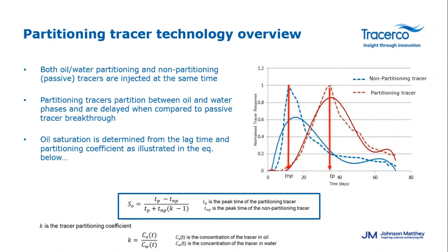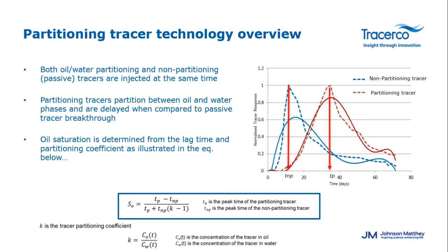Partitioning studies work by using two tracers with different characteristics. One is a passive tracer that moves with the injected fluid only. In this case, presented in the blue curve, it is a passive tracer, not interacting with the hydrocarbons. The second is a tracer with known K factors, or partitioning coefficient. In this case, it is presented in the red trace.